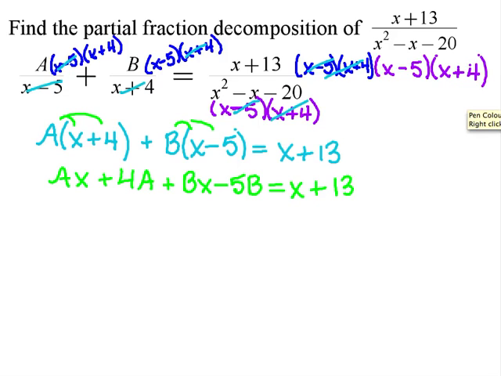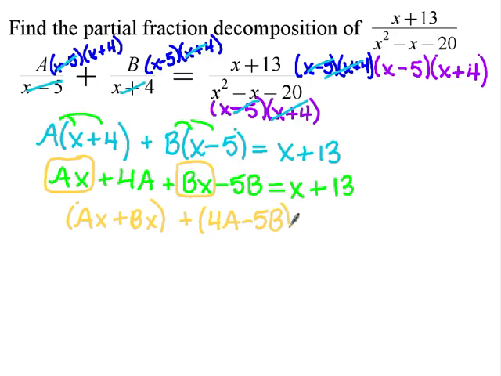Now this next step gets a little funky. I'm going to look at the left side. Do I have any like terms? Would you agree that I have a like term here? Yeah. So what ends up happening is I have Ax plus Bx, that is a like term, and then I also have 4A minus 5B. Now I notice on this first one I can factor out an x, and that leaves me with A plus B.